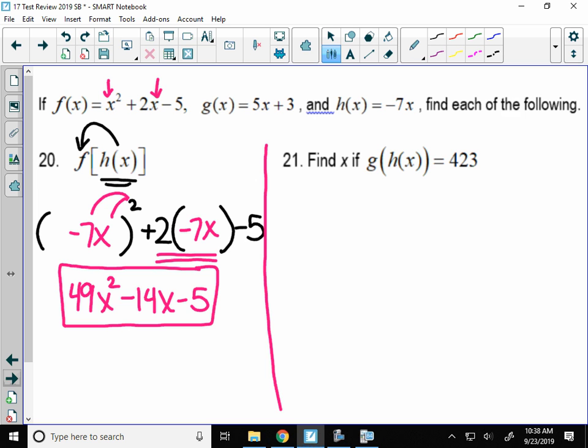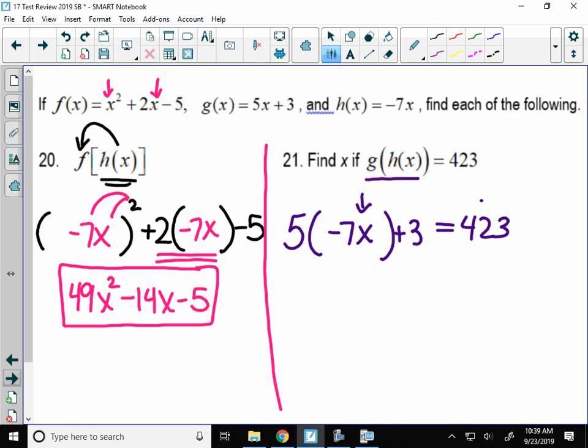Now 21 mixes things up a little bit. Find the value of x if g of h of x is 423. So what do they want us to do? Well, g of h of x, let's write that out first. g of h would be this function. And I'm going to set that equal to 423. I want to find out what is this x value that gives me the output of 423.